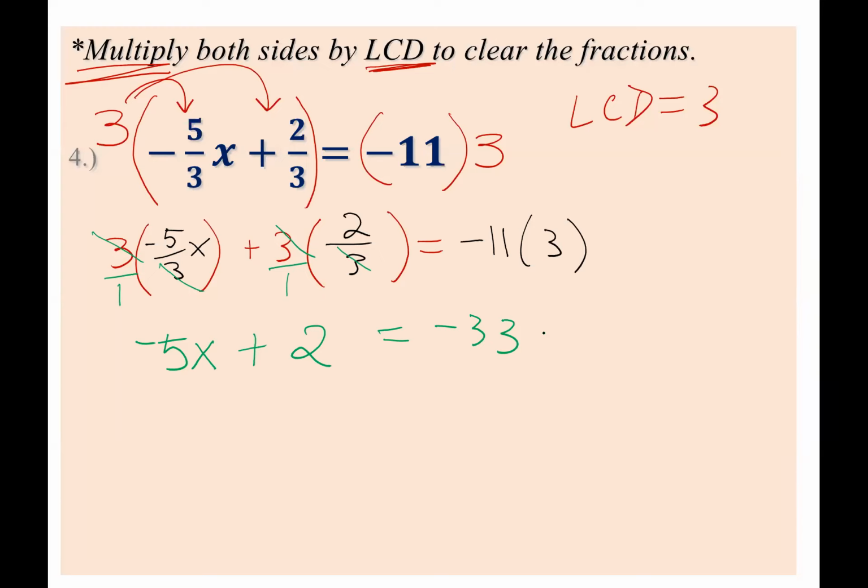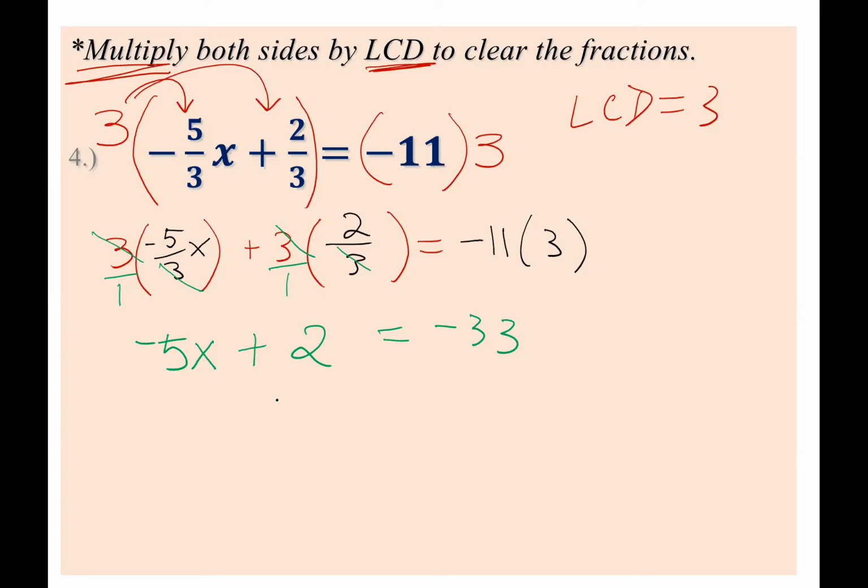Okay, so what happened is our common denominator was 3. We multiplied every single term in the problem by 3. You're essentially distributing that 3 throughout. Again, to keep the equation balanced. Whatever we do to the left side, we're doing to the right side. And with each of those fractions, the 3's canceled. So we're left with -5x plus 2 equals -33.